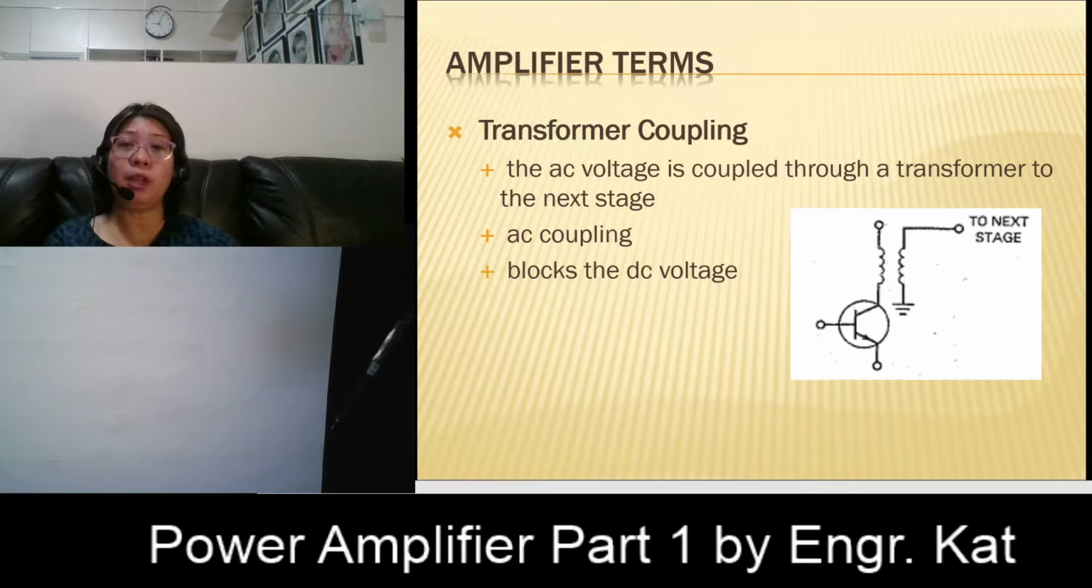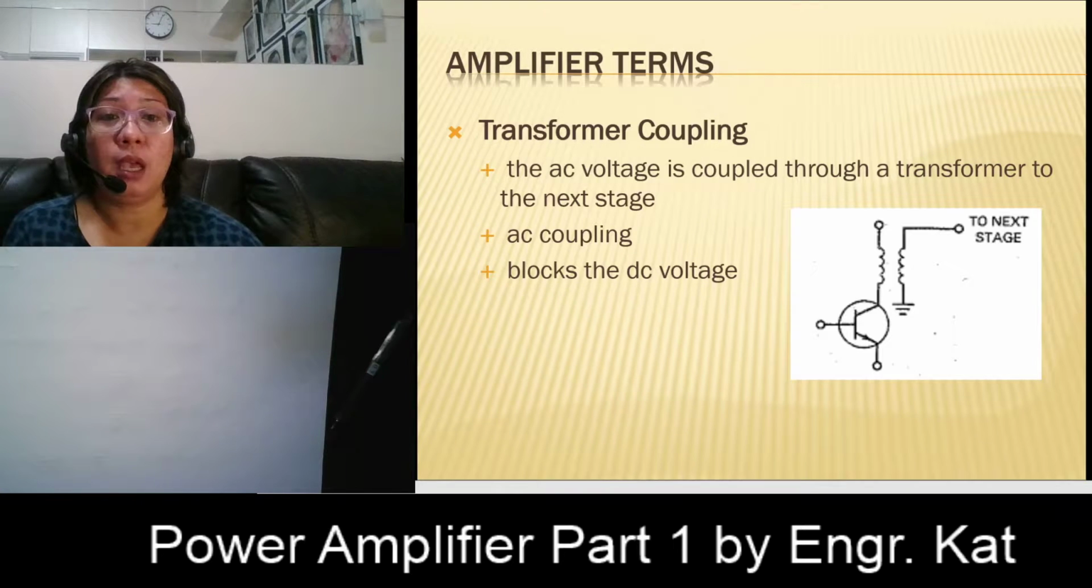And since you have a lower cutoff frequency, we also call those circuits using a transformer as a coupling device AC amplifiers. So thus, just like the capacitor coupling, they also block your DC voltage.